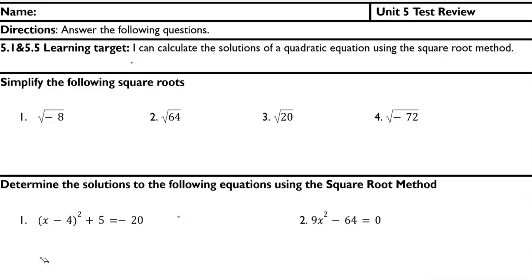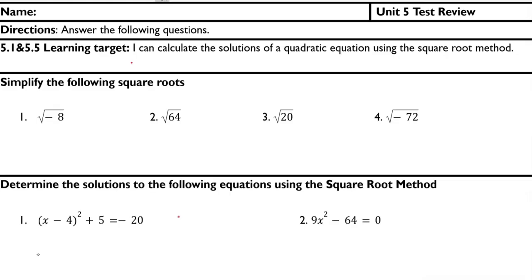calculate the solutions of a quadratic equation using the square root method. And in order to use the square root method with a quadratic equation, we are going to have to be able to simplify square roots. So starting with number 1 here. Number 1 says square root of -8.